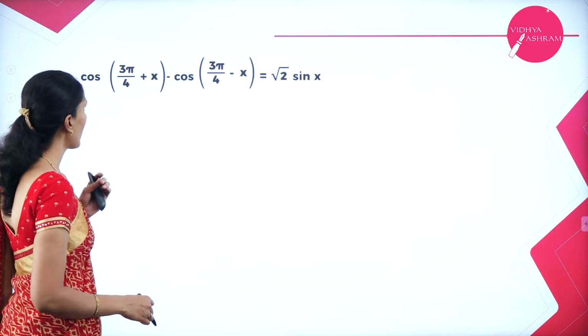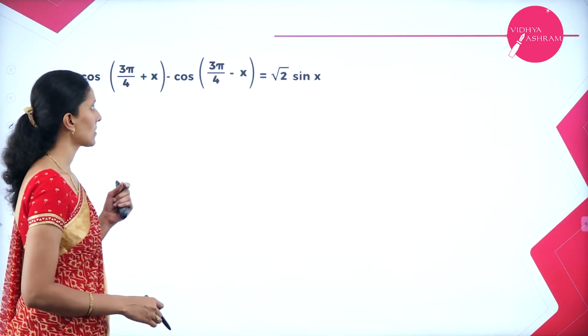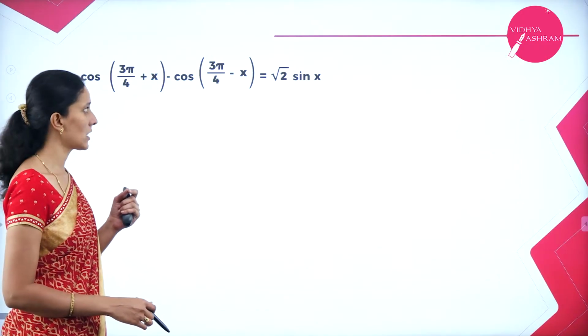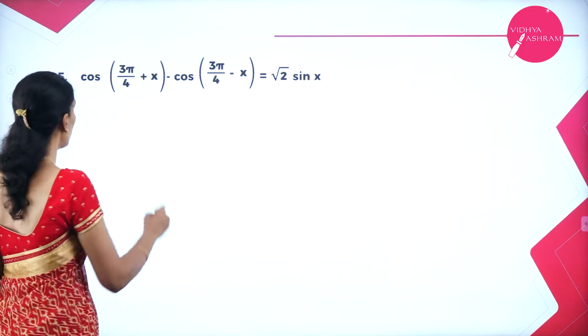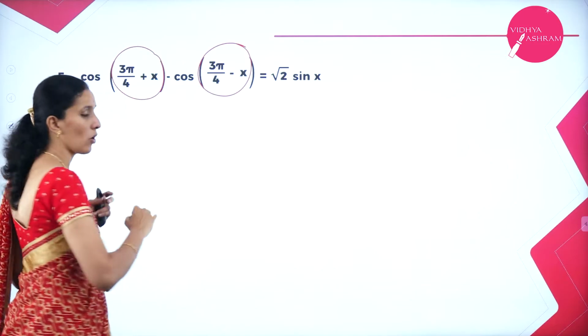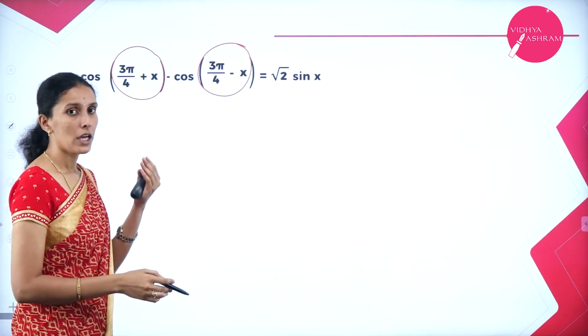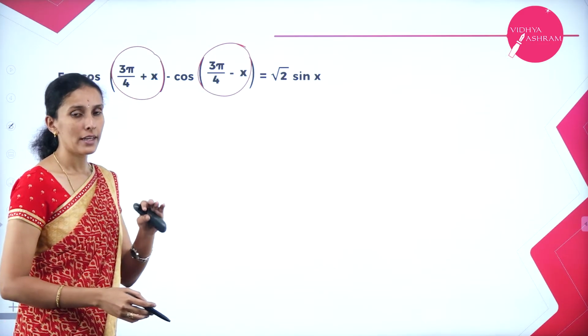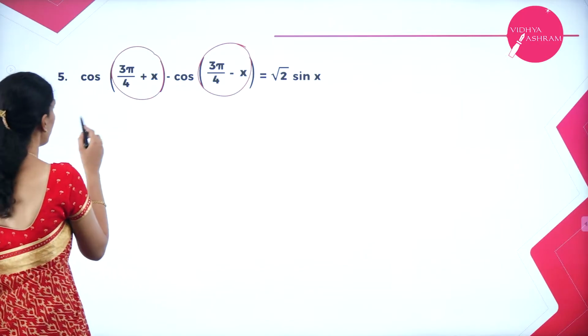Next we have a similar problem. Cos(3 pi by 4 plus x) minus cos(3 pi by 4 minus x) is equal to root 2 sin x. Now you take this one as a single term and this as a single term. Cos x minus cos y formula, which is minus 2 sin x sin y. So apply the formula now.